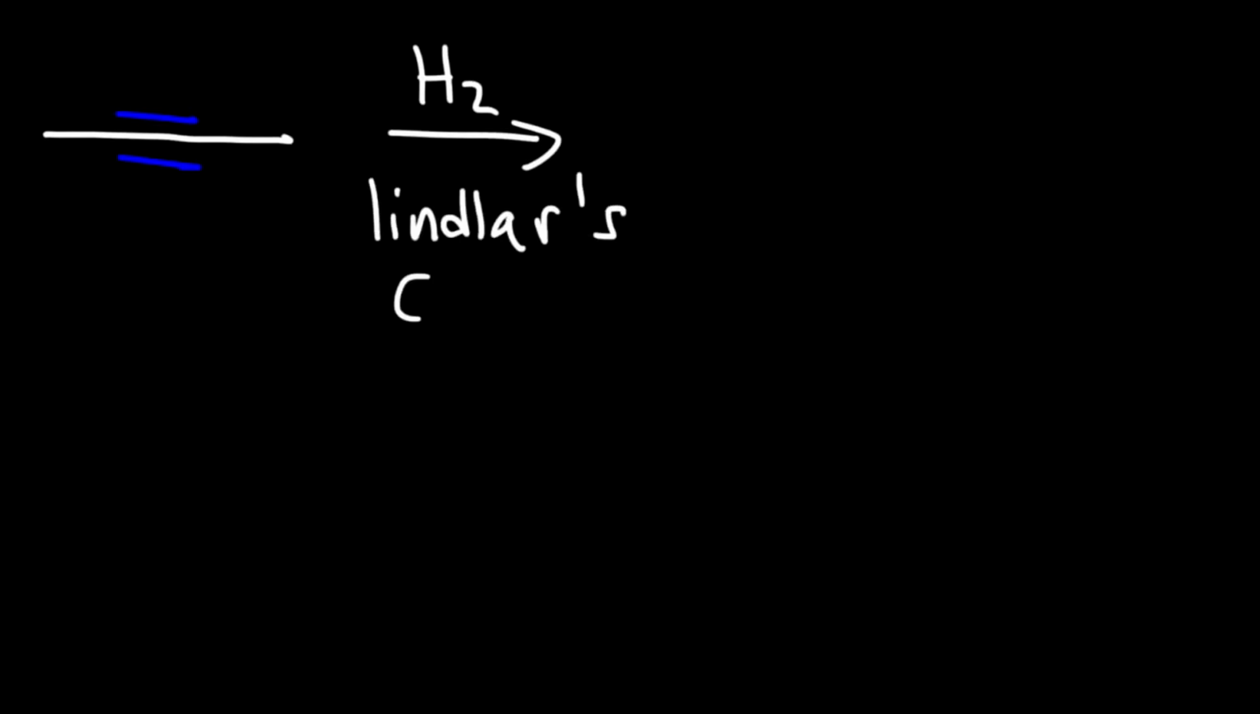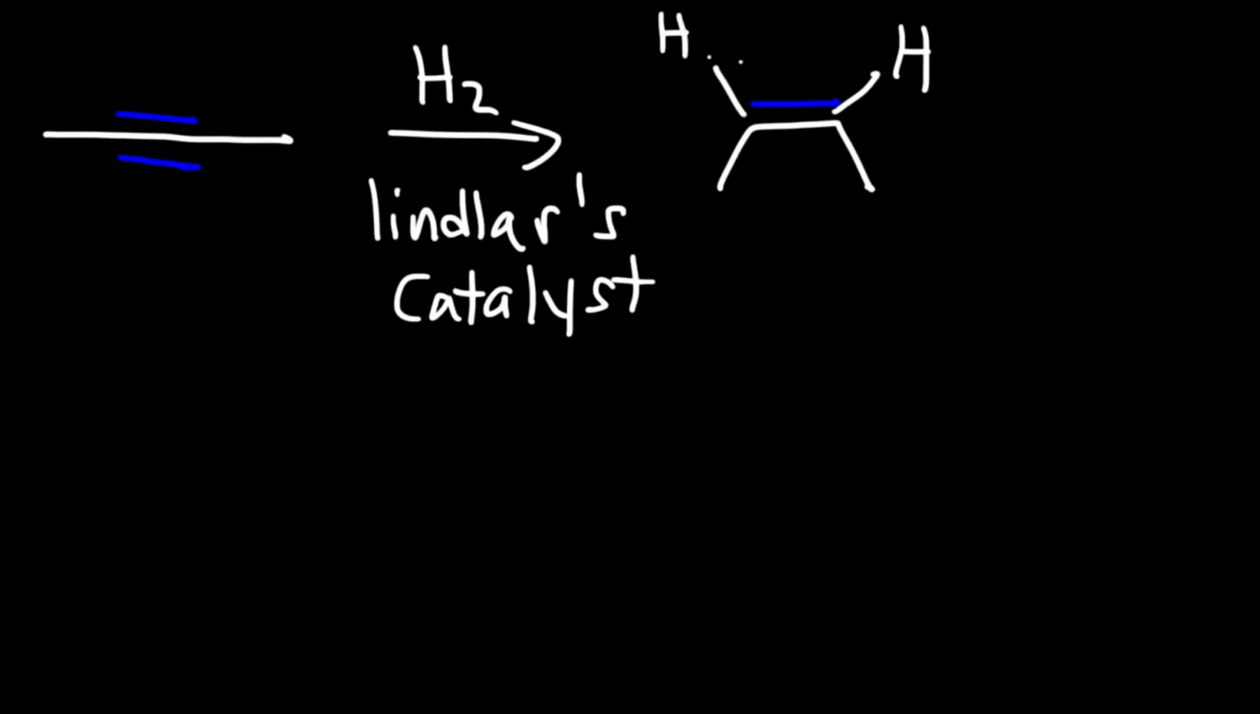Now let's look at another example. So let's react 2-butyne with hydrogen gas, but this time we're going to use something called the Lindlar's catalyst. What do you think is going to happen? This is basically a poisoned catalyst, and so this is going to stop at the alkene level. So it's going to give us a cis alkene. Like the other reaction, it adds the 2 hydrogen atoms on the same side, but it doesn't stop at the alkane level, it stops at the alkene level.